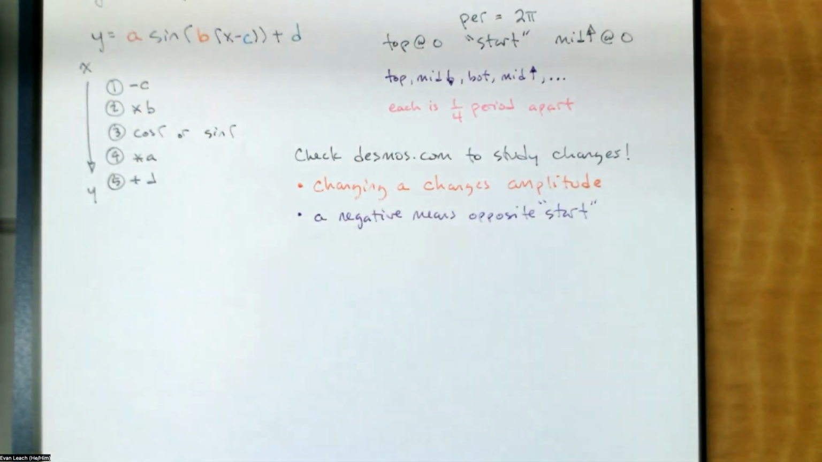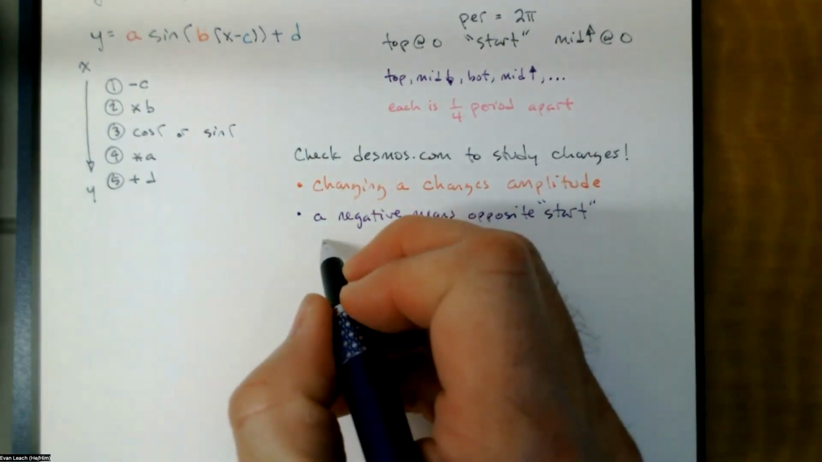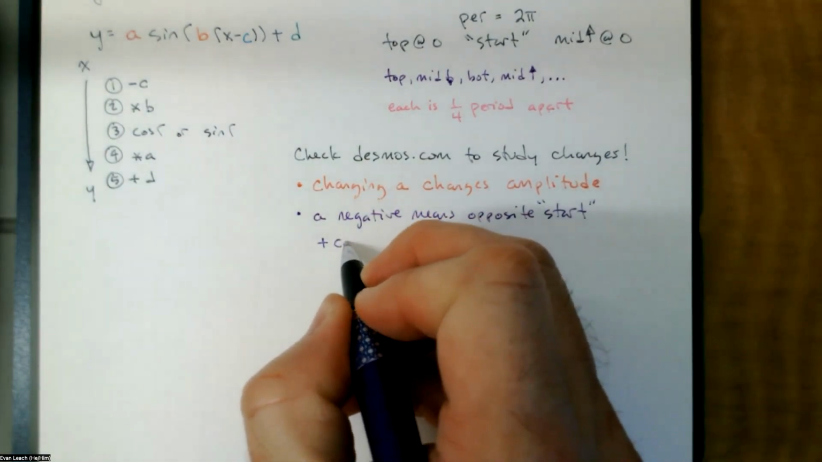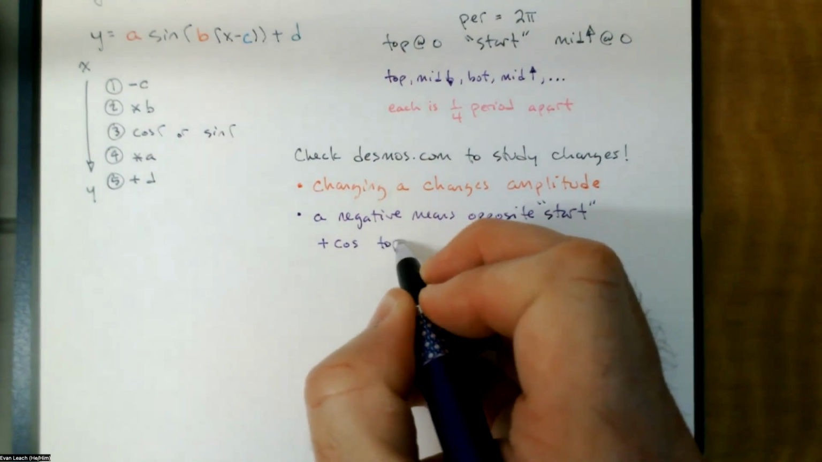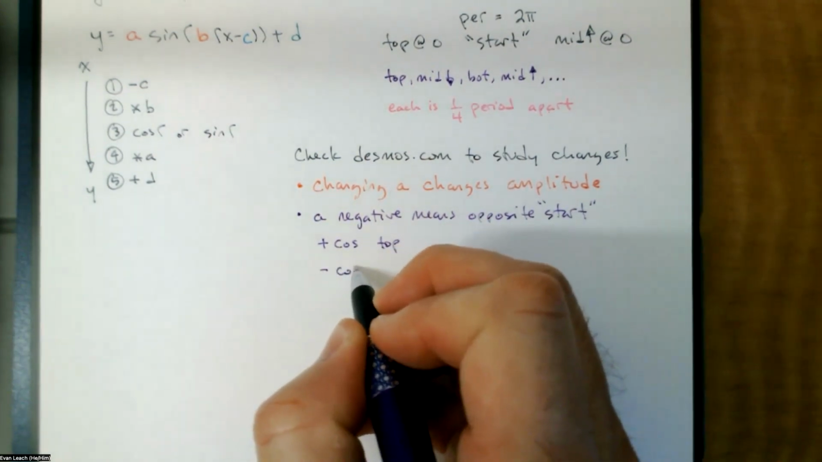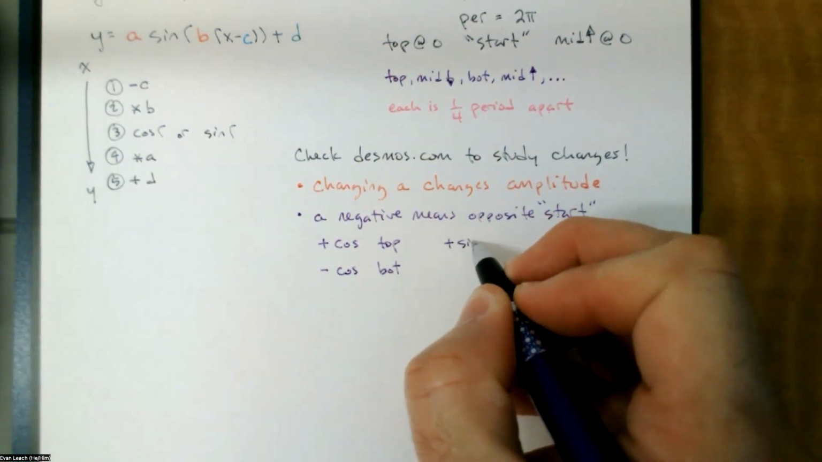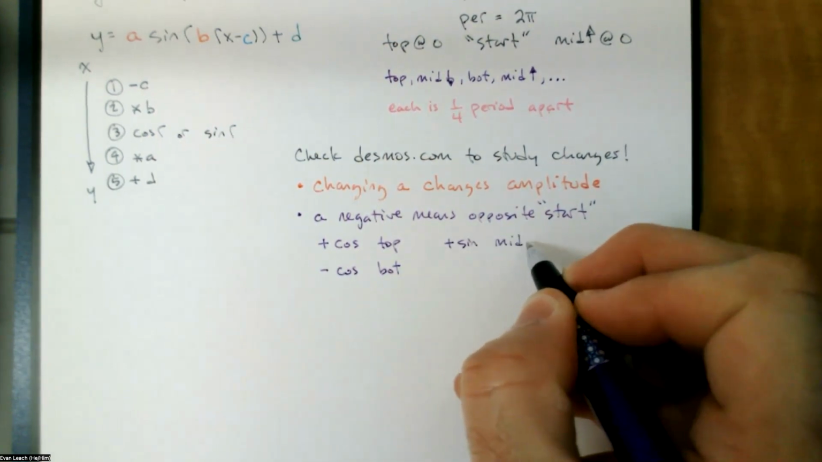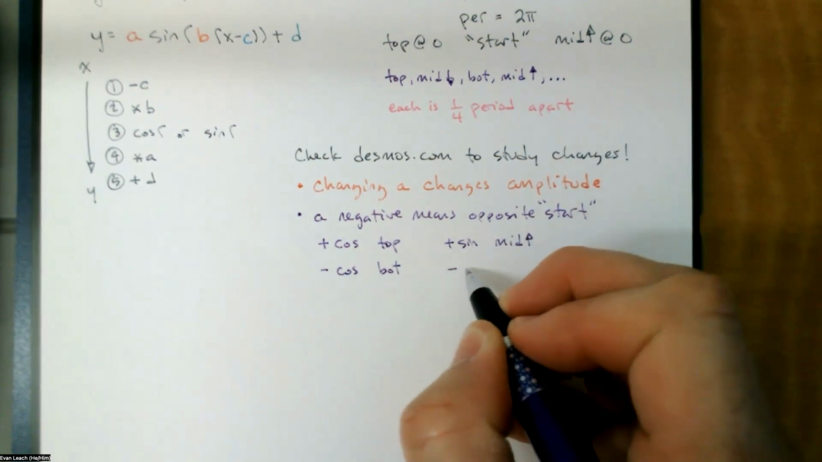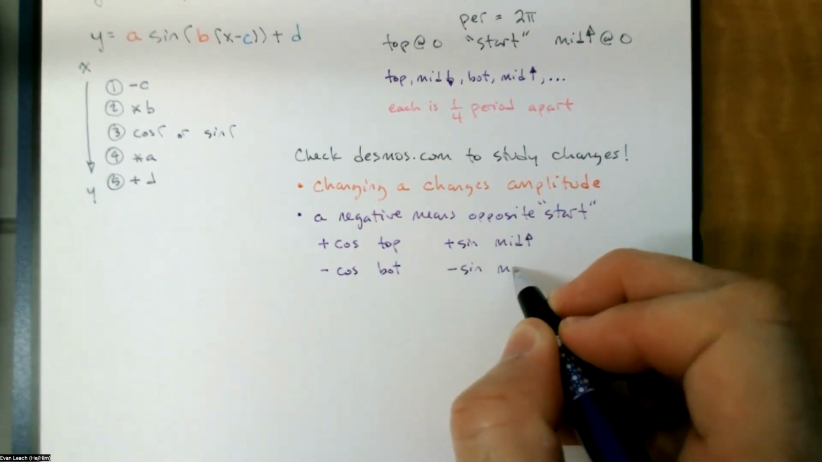So we can summarize that. Positive cosine starts at the top, negative cosine starts at the bottom, positive sine is the middle going up, negative sine is the middle going down.